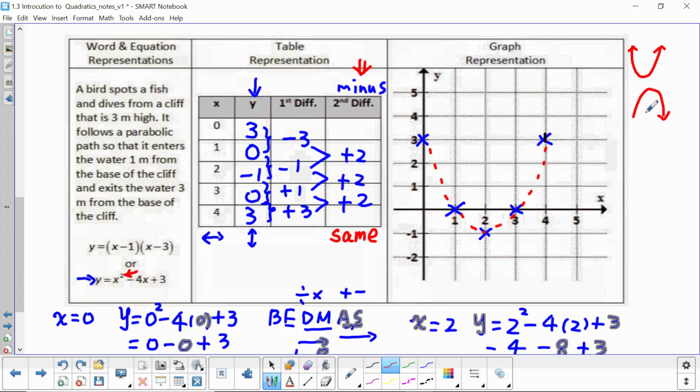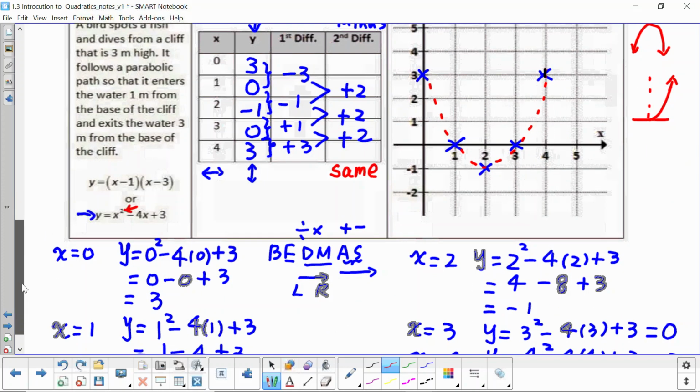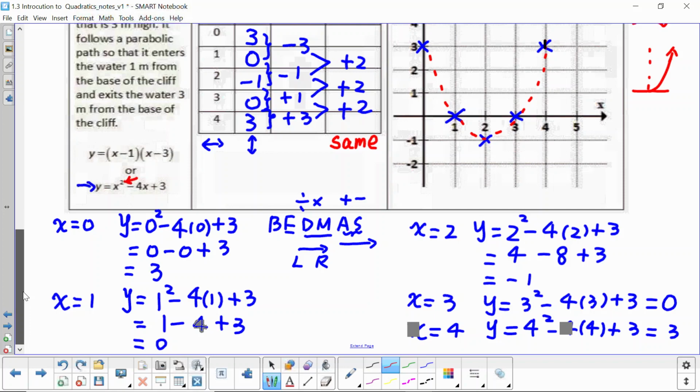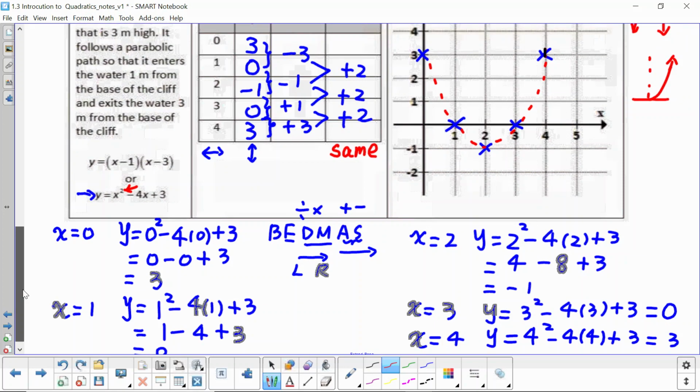And sometimes you will see on the last page, we have half of the U shape. It is still a quadratic relation. So this is how you are going to use a table of values to graph a problem.